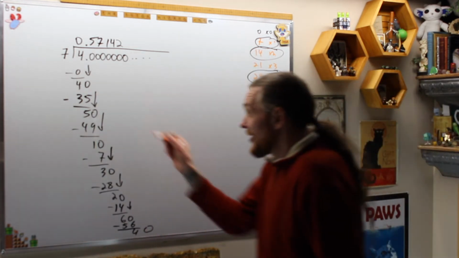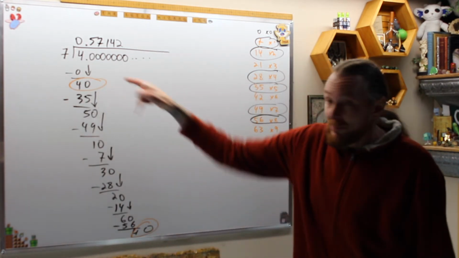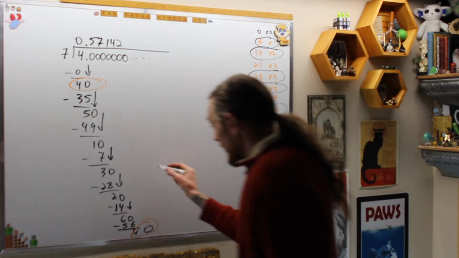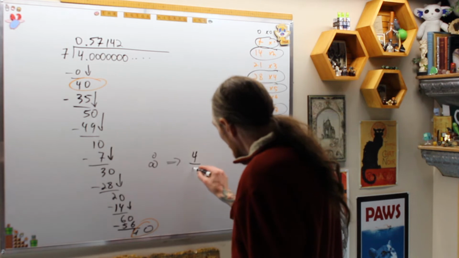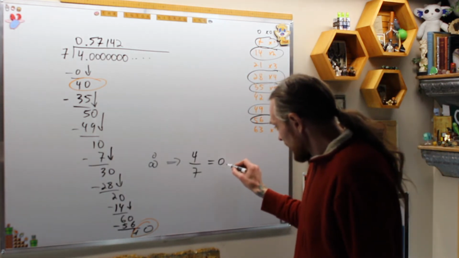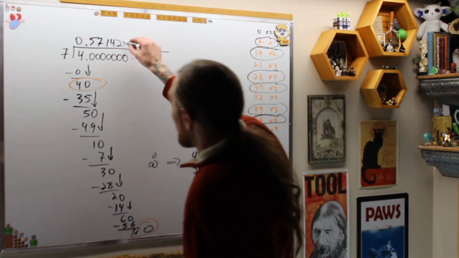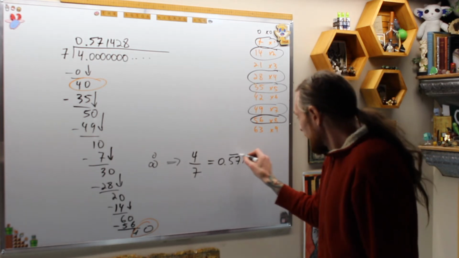How do I know when I can stop? Just keep doing this, and you'll notice you have a repeating pattern. As soon as I get the same remainder in this process, I know I have the repeating pattern. Therefore, this says that the fractional number 4/7, the ratio of those two positive integers, is in fact equal to, in decimal notation, 0.571428 repeating.